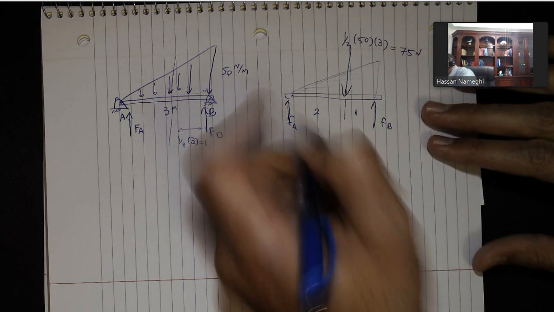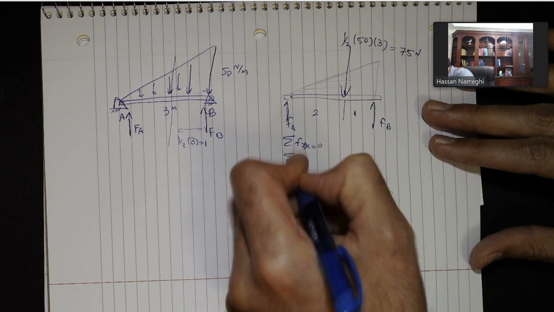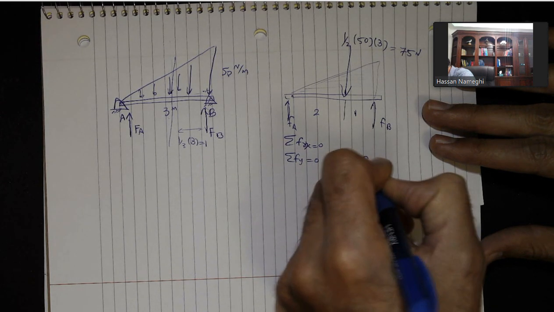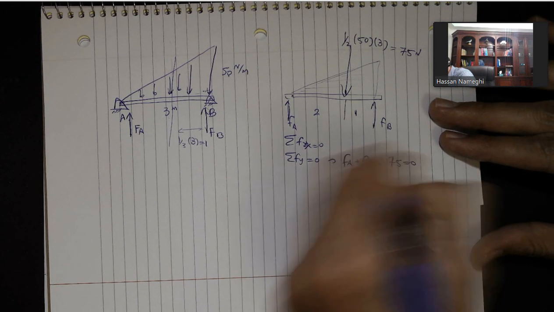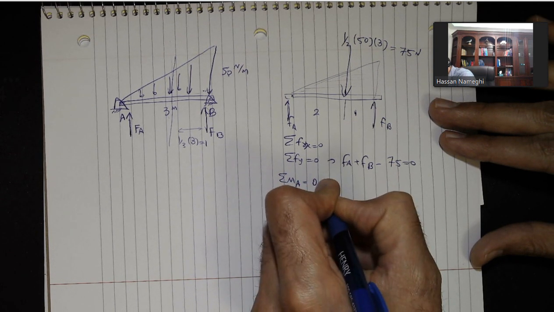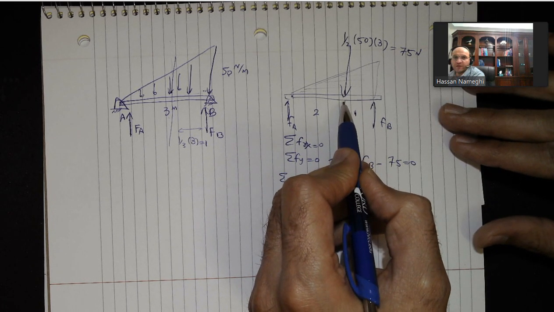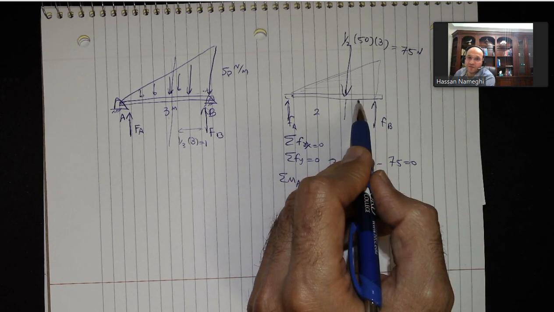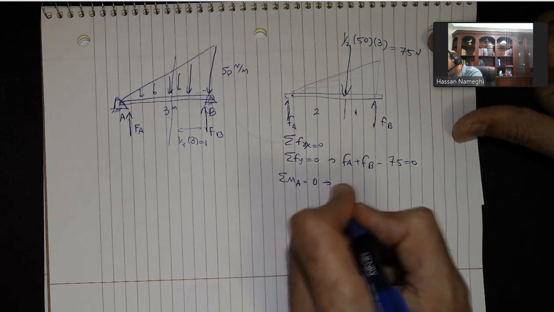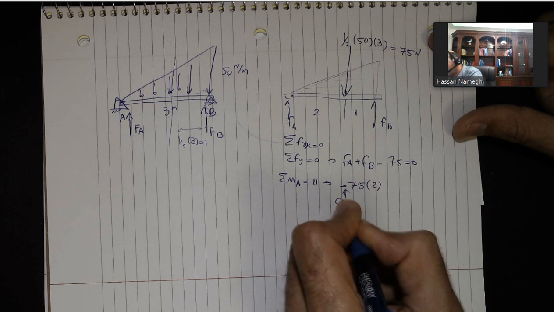So in order to do the calculation, I'm going to go with those equations. Sum of Fx equal to 0, no force on the x. Sum of Fy equal to 0. I have FA plus FB minus 75 equal to 0. Then sum of moment about any point, I'm going to consider A, is equal to 0. Then from here, moment about A, when the force is in y, the distance is in x. And this force is going to go clockwise about point A. So it will be minus 75 into 2. This minus is because it's clockwise.